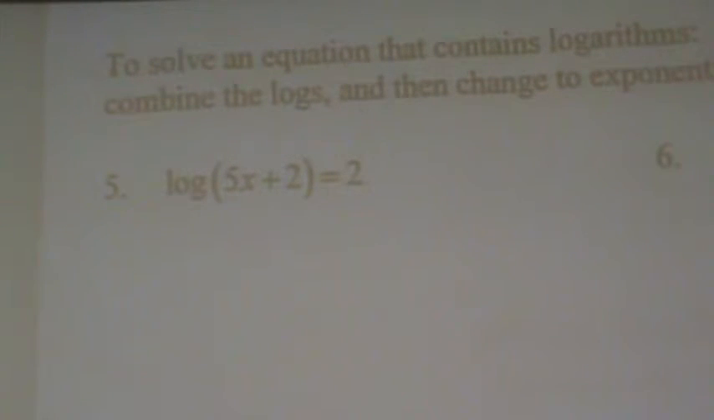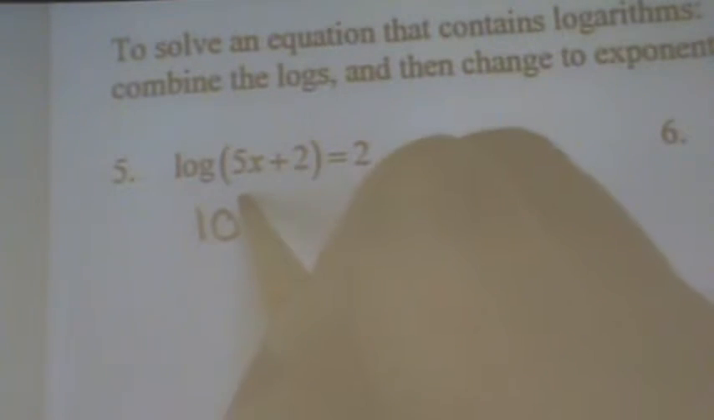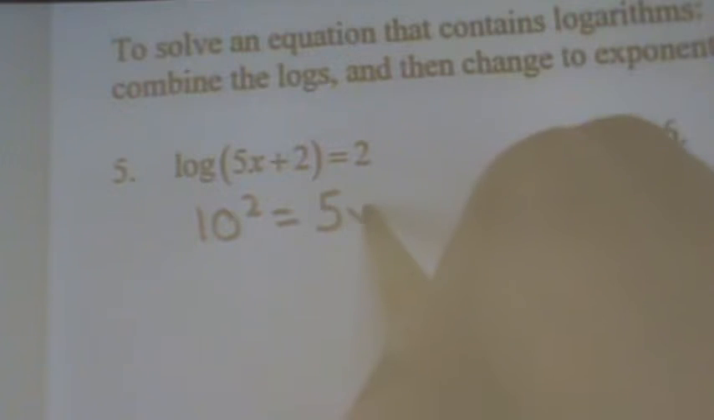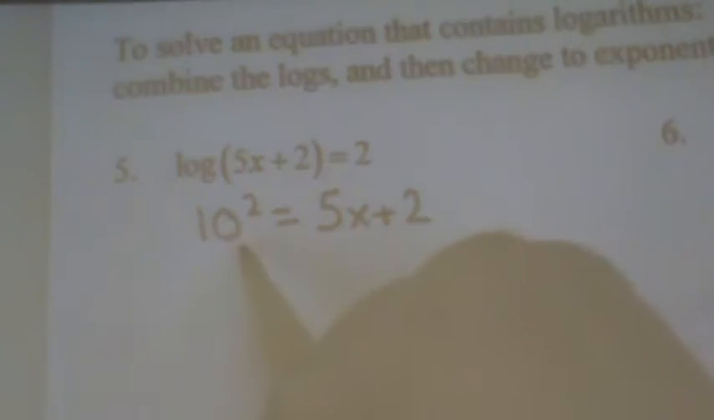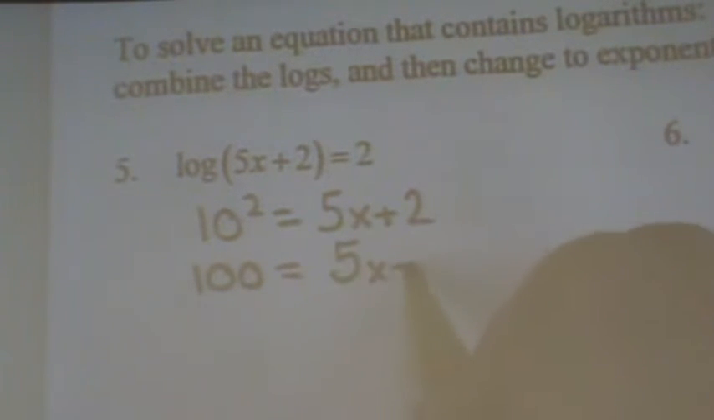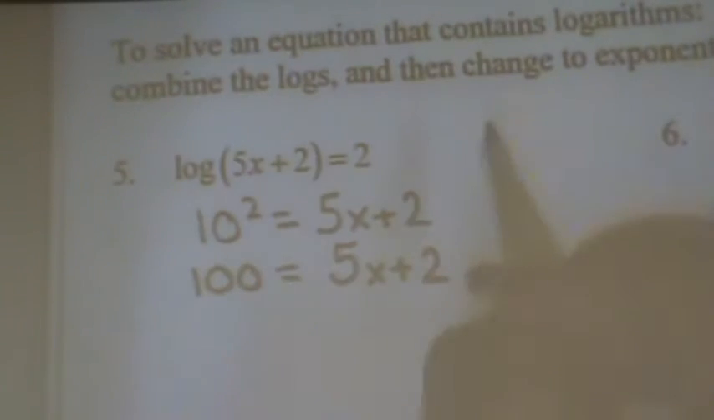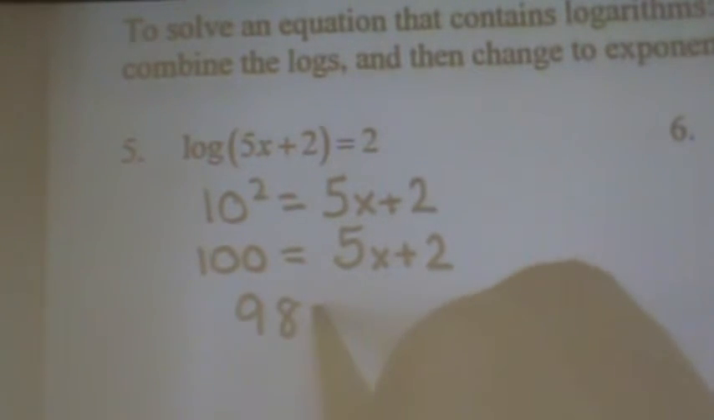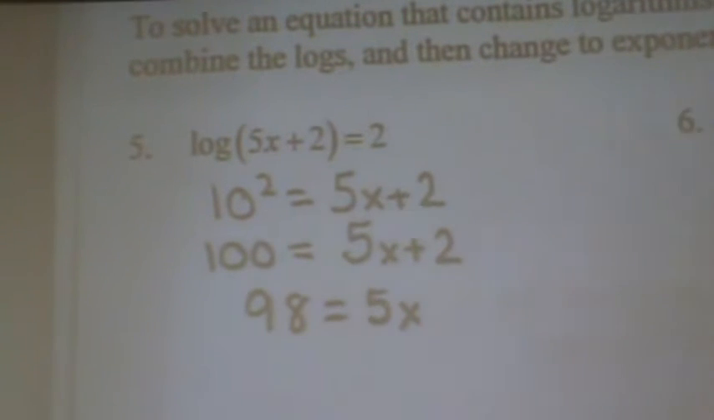So check out number 5 on the notes. This is an example of one that doesn't have a log on both sides, so I'm going to rewrite this. How do you rewrite this? What's the base? I don't see a base. It's a 10. So rewriting this, 10 to the 2nd power is 5x plus 2. What is 10 to the 2nd power? 100. Then what? Subtract 2 from 100, you get 98. And then divide by 5.